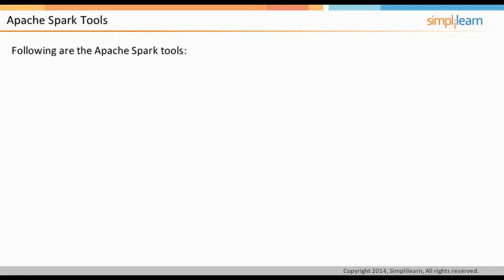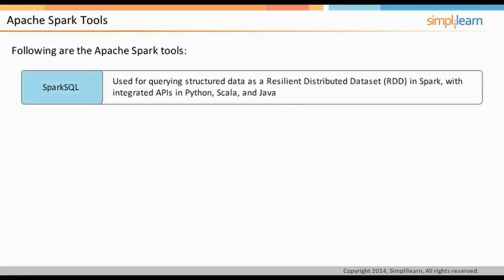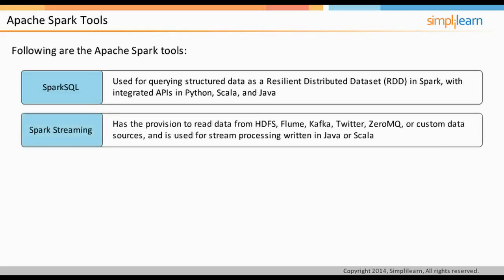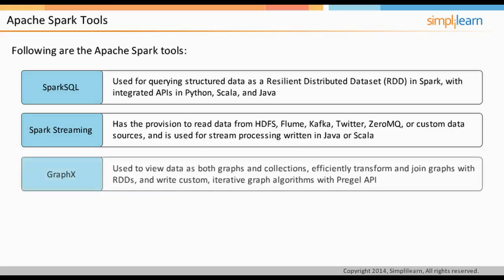The key tools of Apache Spark are as follows. Spark SQL is used for querying structured data as a resilient distributed data set or RDD in Spark with integrated APIs in Python, Scala, and Java. Spark Streaming has the provisions to read data from HDFS, Flume, Kafka, Twitter, ZeroMQ, or custom data sources, and is used for stream processing written in Java or Scala.